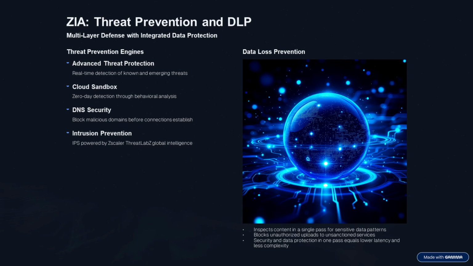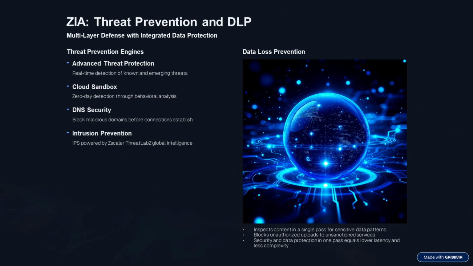Because traffic is already being inspected for threats, DLP can analyze that same traffic stream in a single pass to detect sensitive data like credit card numbers, PII, or proprietary source code. If a user tries to upload that data to an unsanctioned cloud storage service, ZIA blocks it and generates an alert.